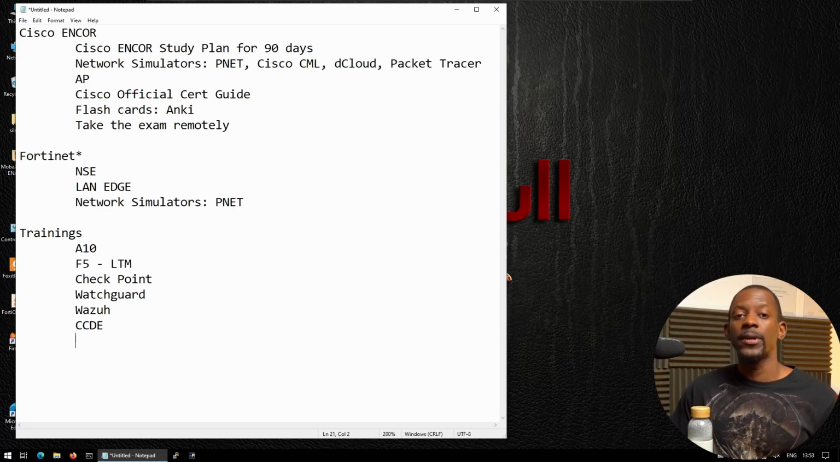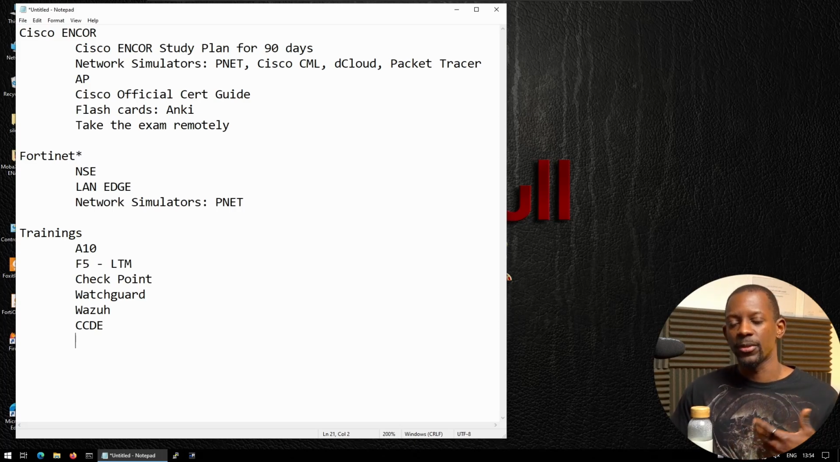And for Fortinet, well, the NSE, so the Enterprise Firewall and LAN Edge, they focus around FortiGate, FortiManager, FortiAnalyzer, and also FortiAccessPoint, and also FortiSwitch, so all Fortinet products. And some of these products, I can use them just on PNet, okay?